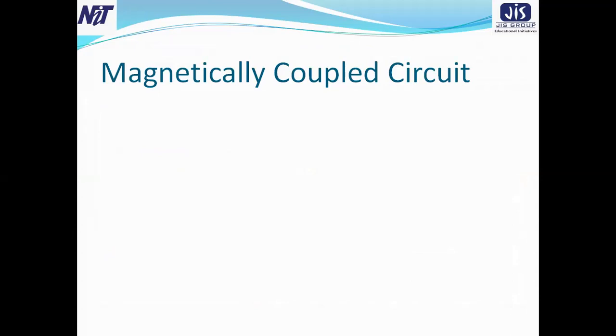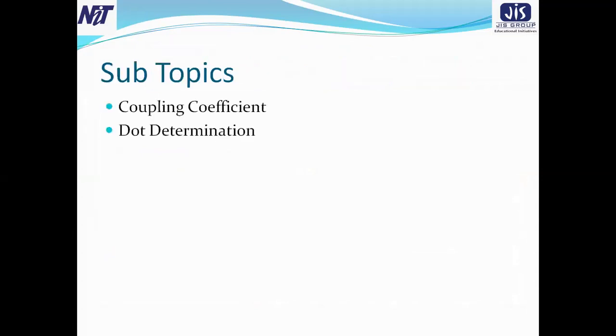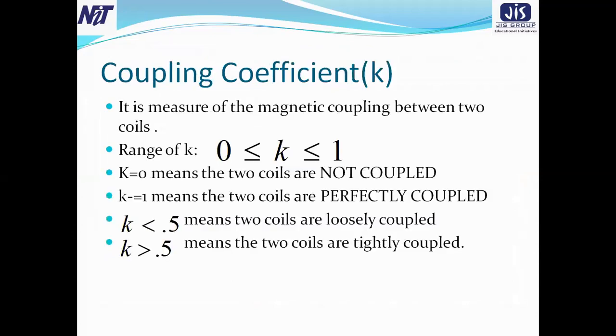What is a magnetically coupled circuit? I already described it in the last lectures. Today I'm also going to talk about these two subtopics: one is coupling coefficient and the second one is dot determination. For the coupling coefficient, please go through the first lecture so that you can understand it very easily. Coupling coefficient is represented by K.